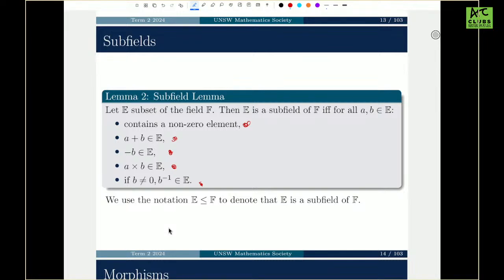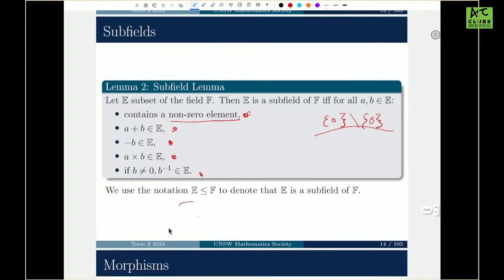The reason why you need a non-zero element is because if you have just the zero element, then just this excluding zero, we need this to be a group under multiplication, but this is clearly just going to end up being empty. So yeah, similar thing to the subgroup lemma, it's just you have two things that need to be a group. Okay, and we use the same notation.